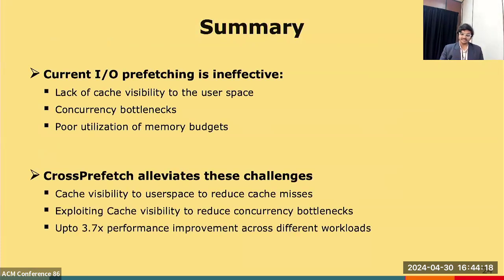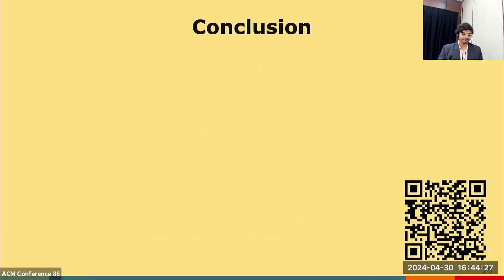CrossPrefetch alleviates these challenges by sharing prefetching responsibilities between the OS and the user space, and we show up to 3.7x performance benefits on even well-tuned applications.